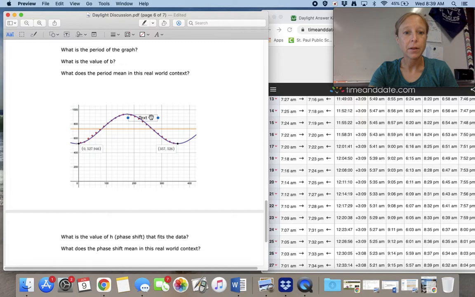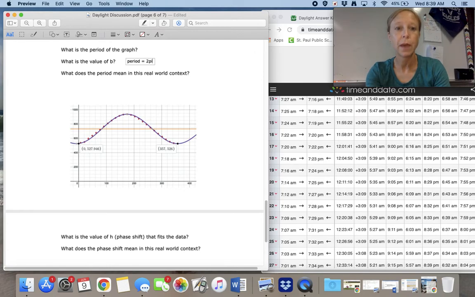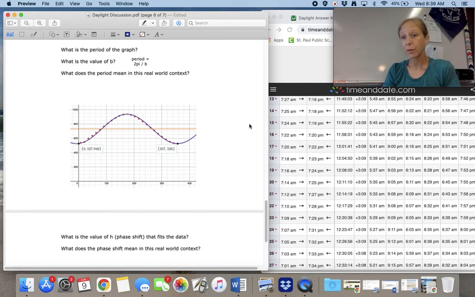Remember, the period is equal to 2 pi divided by b. So if you know what your period is, you can now solve this equation for b, and you can put that into your function. And what does the period mean in the real world context? We're bouncing back to period, the distance from maximum to maximum. What does that have to do with daylight?